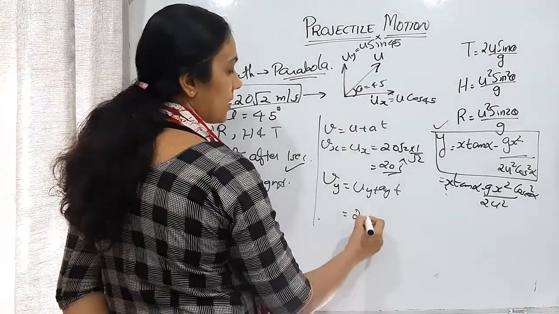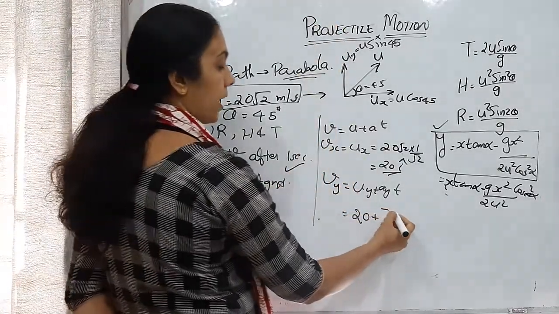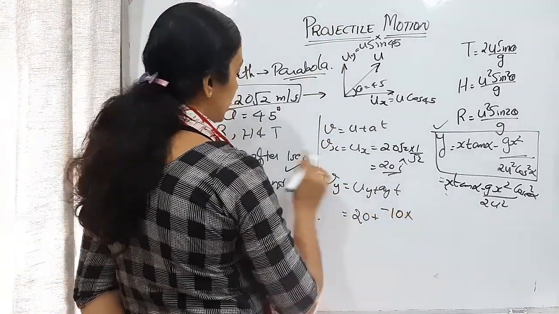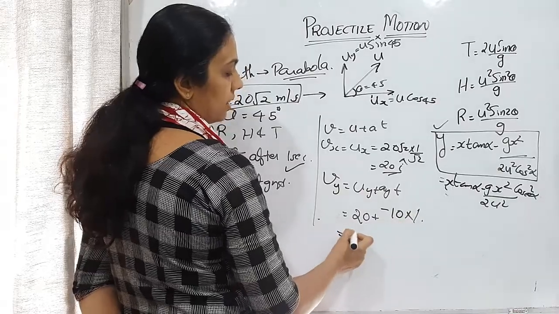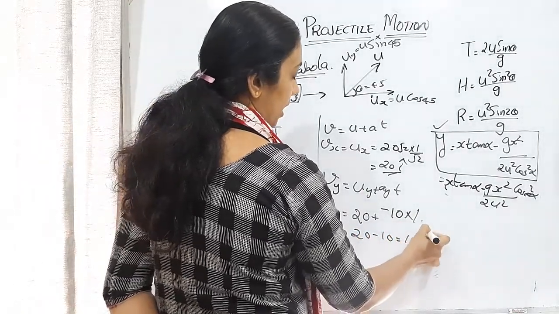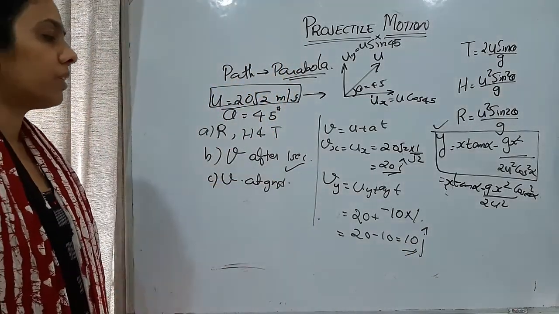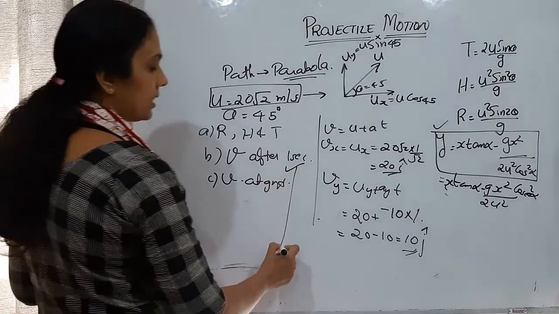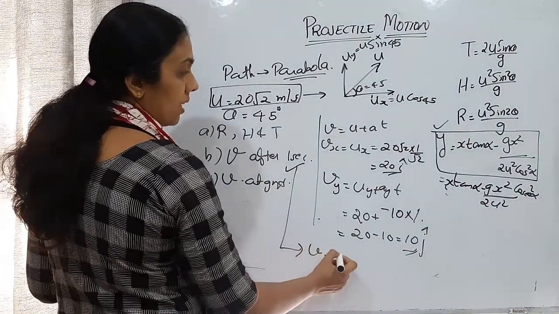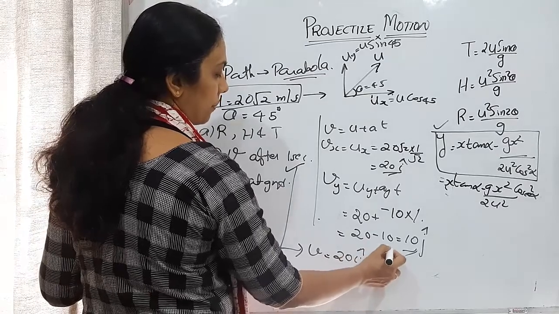Therefore, we will get it as 20 plus Ay. Since it's in the upward direction, it is minus 10 into t, where t is 1 second. Therefore, 20 minus 10, we got it as 10 j cap, since it is the y-axis. So, what will be the velocity after 1 second? Velocity, we can write it as v equals 20 i cap plus 10 j cap.